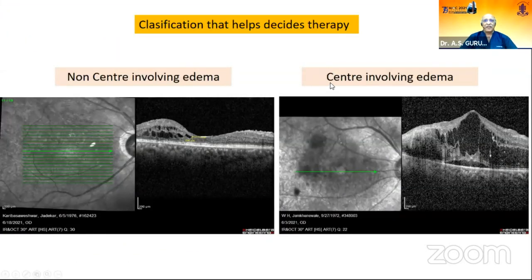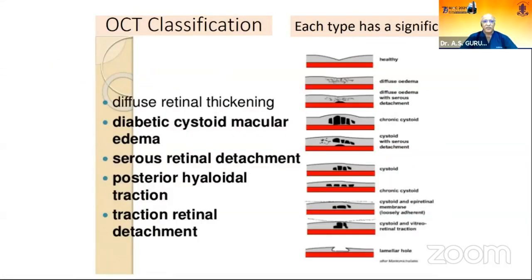So the classification that helps decide the therapy is, number one, non-center involving edema, as in this picture, and the other is center involving edema. And this is what helps us differentiate whether we have to treat this patient or watch. OCT classification, I'll not go into the details. This is just listed out there.